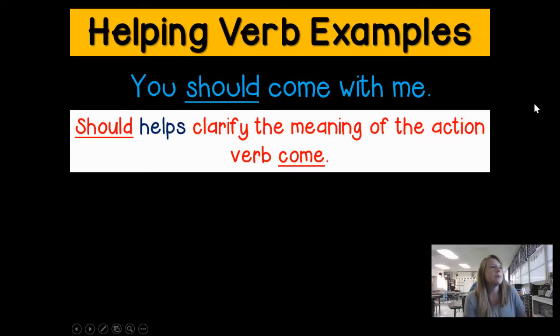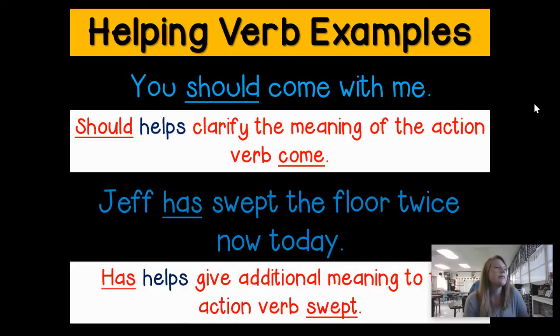You should come with me. "Should" helps clarify the meaning of the action verb "come." Okay, "should" and "come" are both verbs, right? So that means the first one is the helping verb, and "should" is the helping verb. Jeff has swept the floor twice now today. "Has" and "swept" are both verbs, so that means the helping verb is "has." "Has" helps give additional meaning to the action verb "swept."